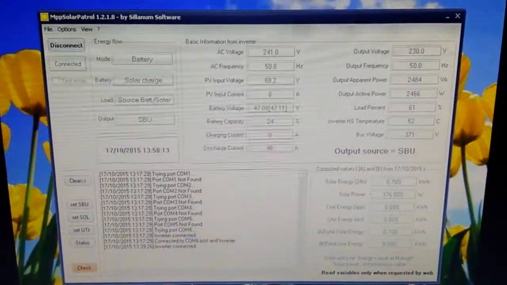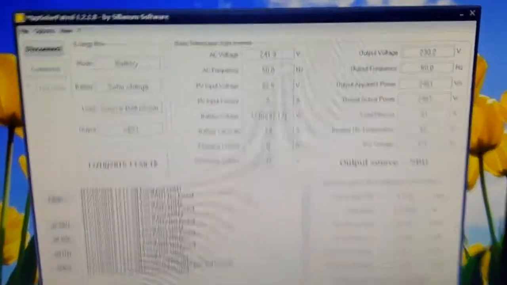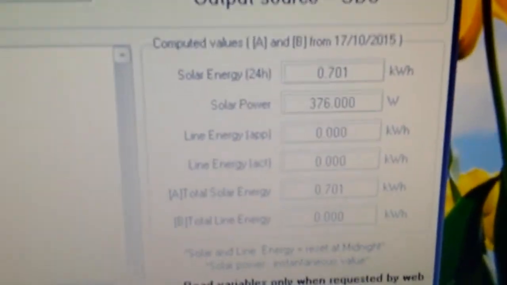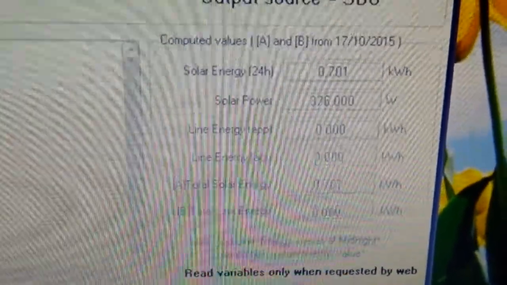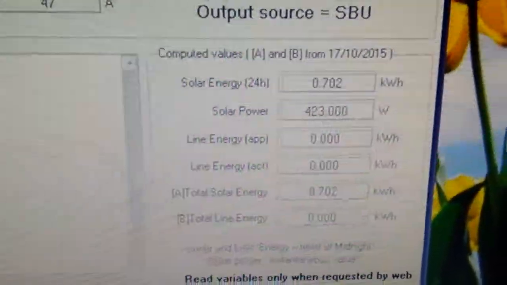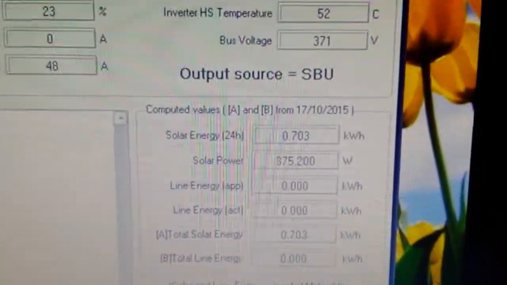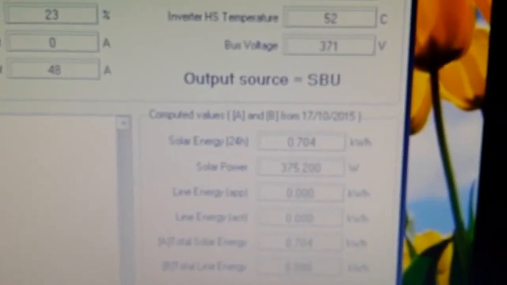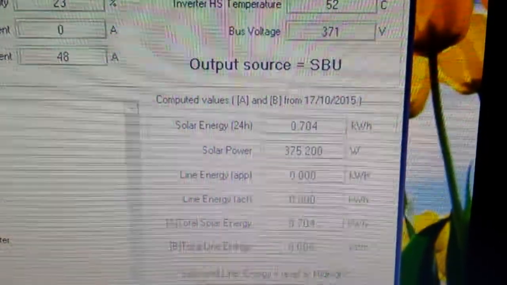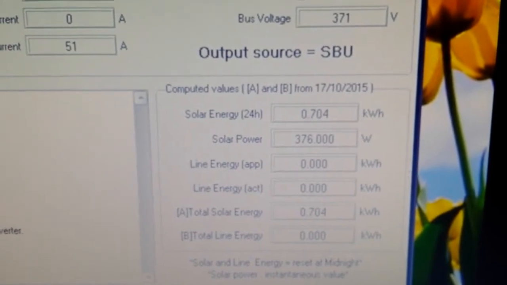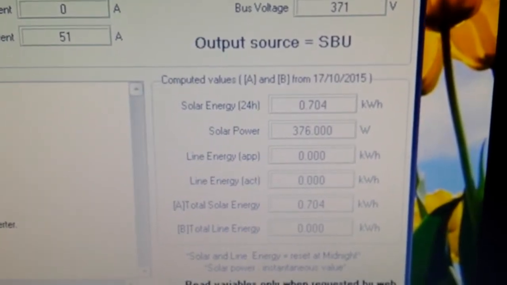And I'll let this program run for a few days, and I want to really see what my total solar energy, my total energy used during the days is, because right now I just have an estimate that I can use 10 to 15 kilowatt hours depending on the day. Sorry about the video not focusing too well there.